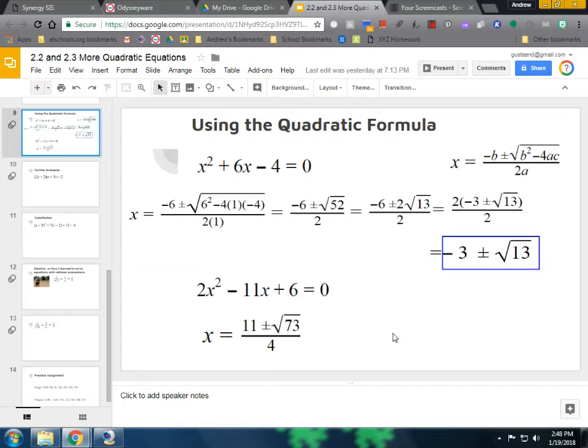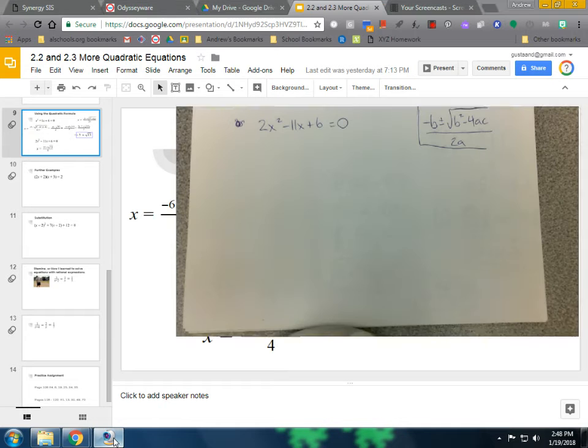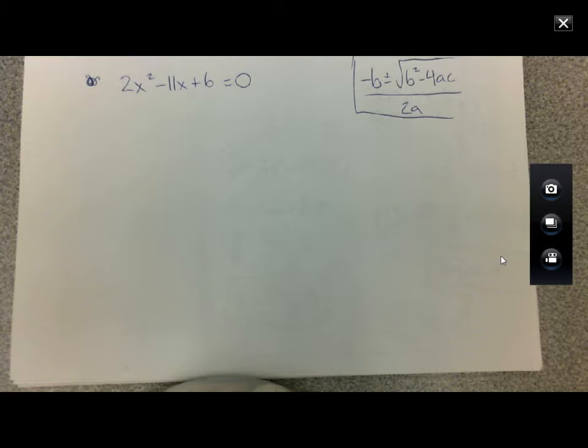Looking at an example here for using the quadratic formula, I had asked you to try the second equation here on your own, solving for x, and I showed the answer. So I'm going to show how to use the formula to get that answer again. Here we have our equation, and I've also written the quadratic formula in the top right-hand corner there.